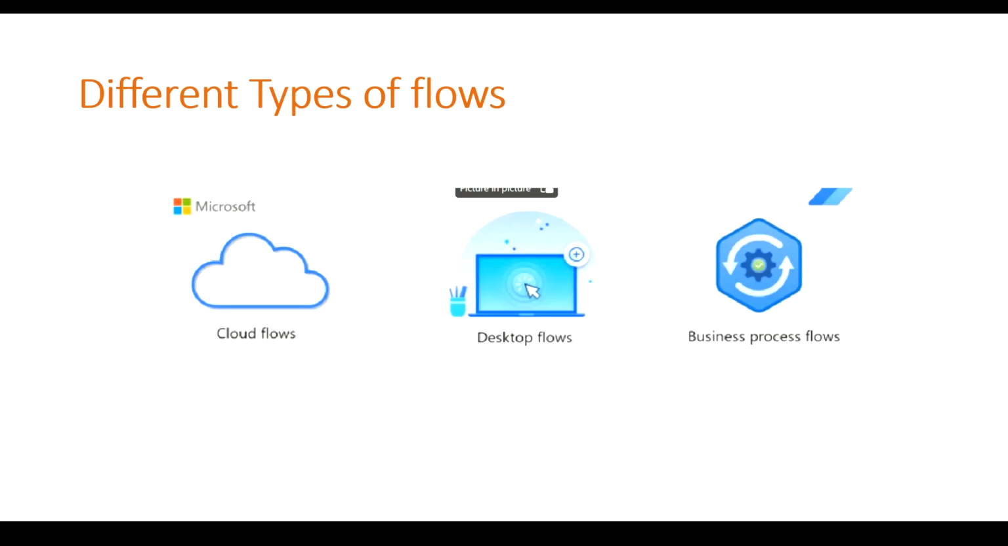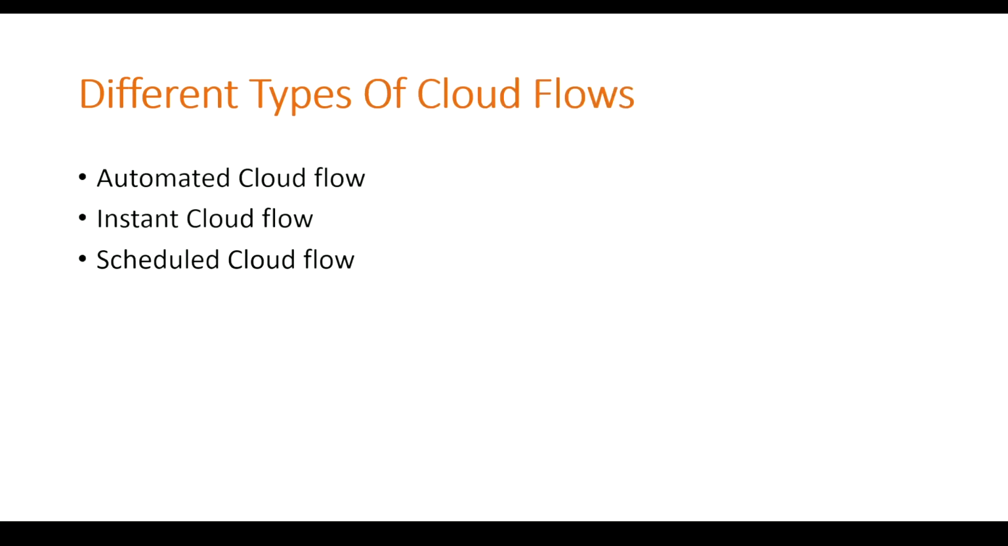Let's start with cloud flows. There are again three different types of cloud flows. Automated cloud flow. Automated cloud flow is the one which triggers automatically whenever an email arrives, or whenever somebody uploads a file into the SharePoint folder, or whenever somebody adds a record into a Dataverse table. So it is called automated cloud flow.